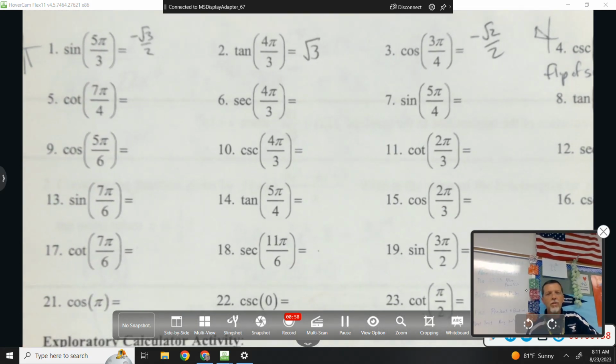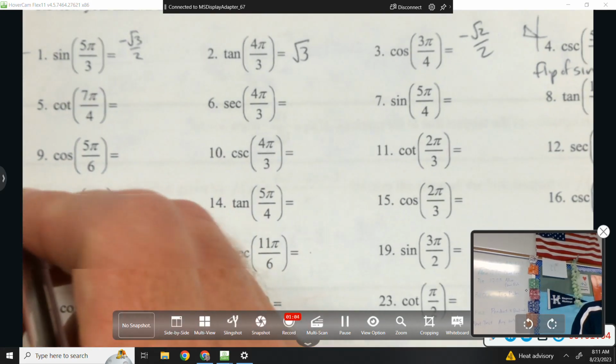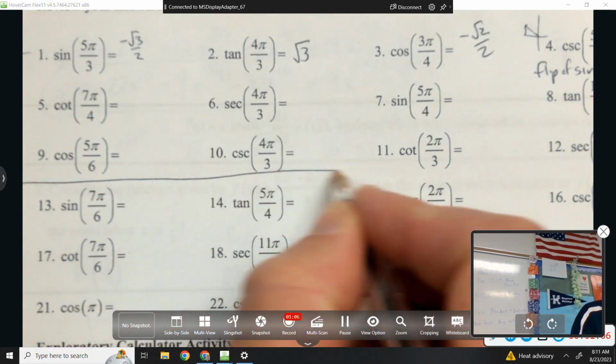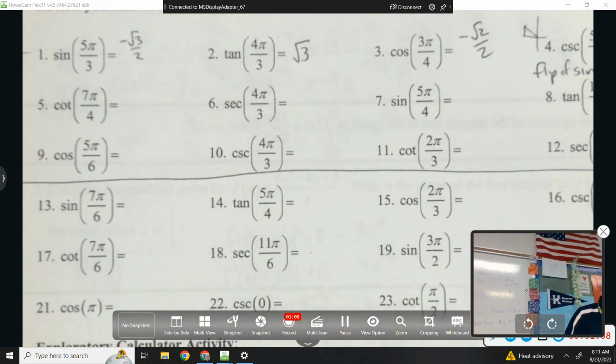Cotangent. Do I really want to do all of these? No. Nor do you. Let's do through 12, and we'll see if that's enough. Cotangent. You do the next. You try these. Watch me do them. So do through 12, and then we'll move on to the next stuff.